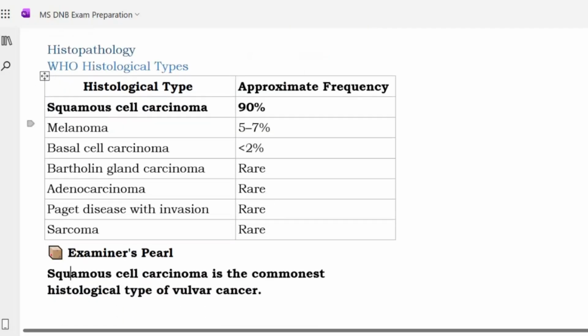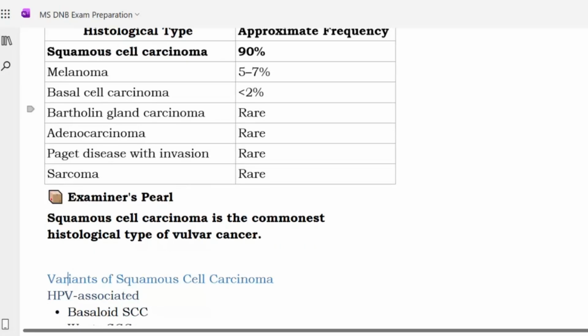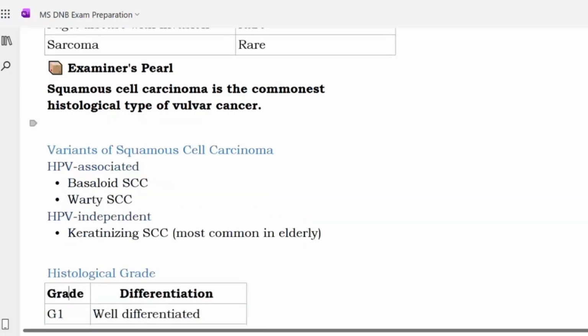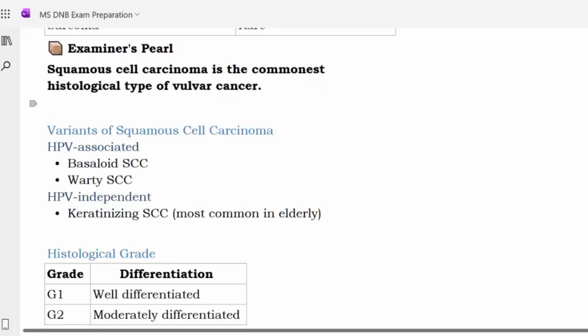Now coming to the WHO histological types. What are the different histopathological types of carcinoma of vulva? Most common, more than 90%, is squamous cell carcinoma. Melanoma around 5 to 7%. Basal cell carcinoma is less than 2%, and others are rare. That is Bartholin's gland carcinoma, adenocarcinoma, Paget's disease with invasion, sarcoma. These are rare. So the commonest, more than 90%, is squamous cell carcinoma. Melanoma 5 to 7%. Basal cell carcinoma less than 2%. So squamous cell carcinoma is the most common histological type of vulval cancer.